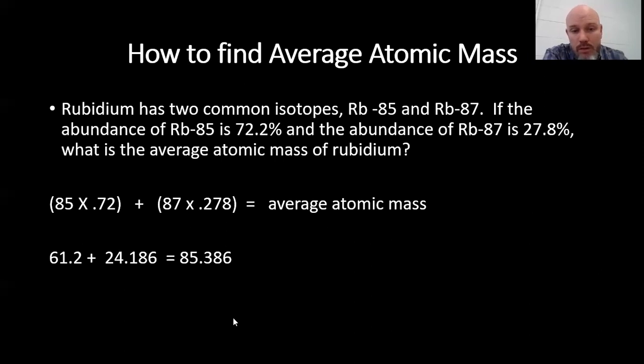And if you notice, 85.386 is a lot closer to Rb85 than it is to Rb87, which should make sense because 72.2% of the time, you're going to be dealing with Rb85. That's just the percentage that Rb85 exists. So let's look at one more example.